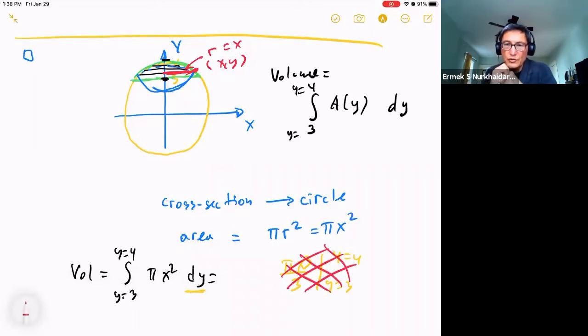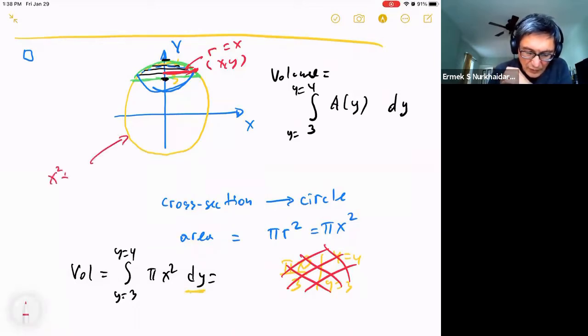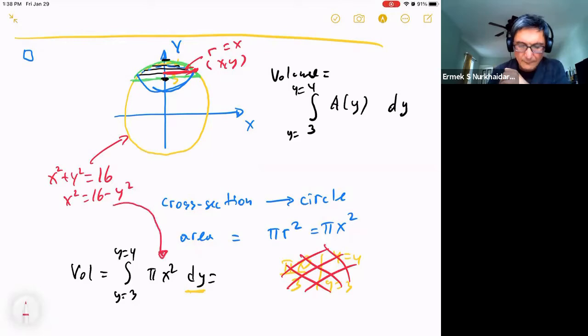Okay, so don't jump to the conclusion that an antiderivative of x squared is x cubed over 3, because we have to integrate with respect to y. So we have yet to finish our substitution. To finish the substitution, we look at the circle. The circle has equation x squared plus y squared equals 16. So from here, x squared equals 16 minus y squared, and that's what we're going to substitute for x squared.